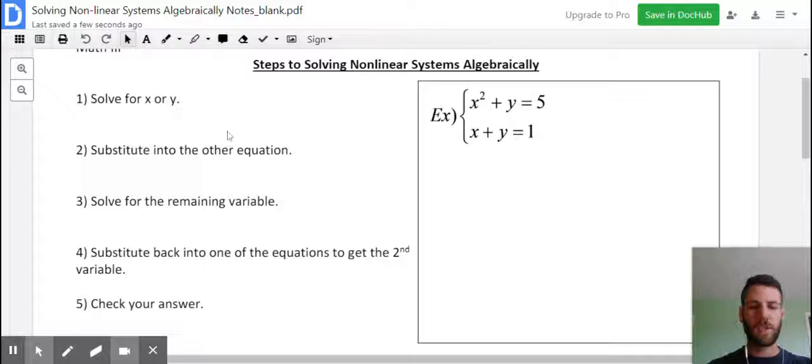The steps to solve a nonlinear system algebraically would be to pick one of the two equations and either solve for x or y. This means that you should be isolating x or y so that one of those two letters is by itself on one side of the equation with no coefficient attached to it. You will then substitute that equation into the unused equation and solve for the remaining variable. And that would be the variable you did not solve for in number 1, x or y.